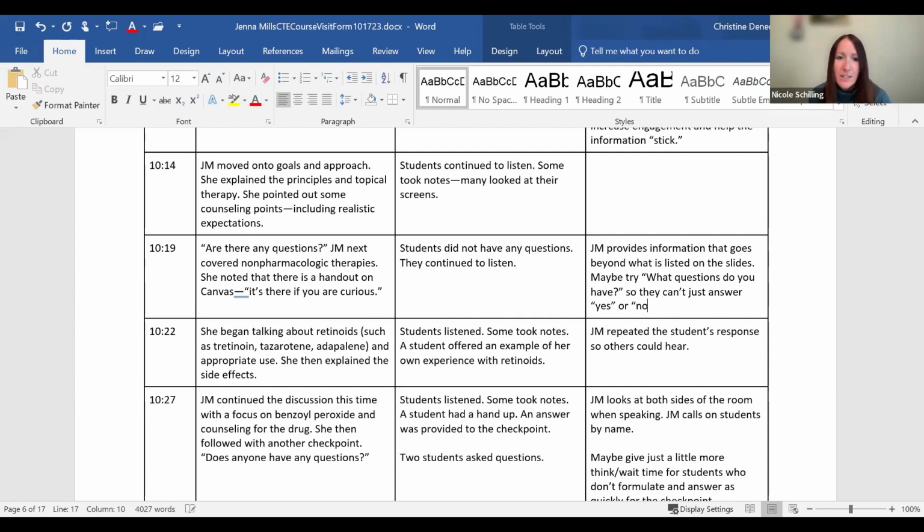Does anyone have any questions? Yeah, so be specific, what questions do you have about benzoyl peroxide? Right. Question. That's a really good point. All right, what do you see as you're looking through some of these?